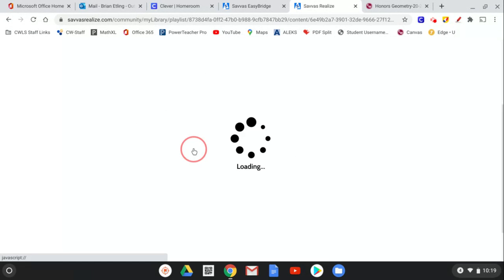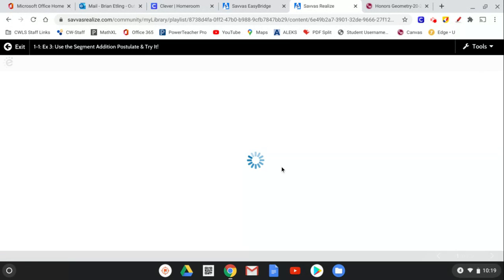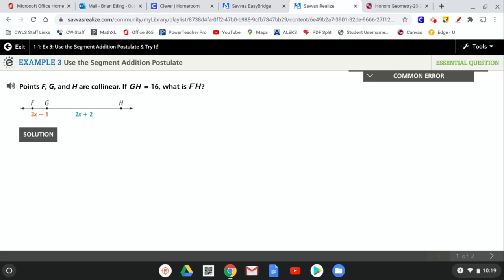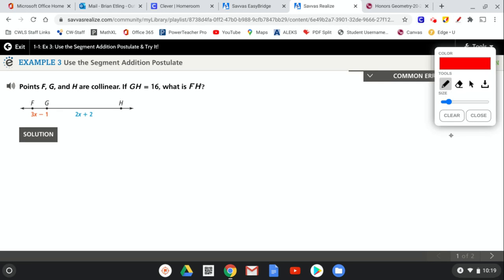So moving on to the next part. This one, I think we're going to throw in a little bit of algebra here. This is where you have to use your algebra skills and basically definitions. If we have FG and GH, it tells you there are algebraic expressions, and then it tells you that GH is 16. So G to H is 16.